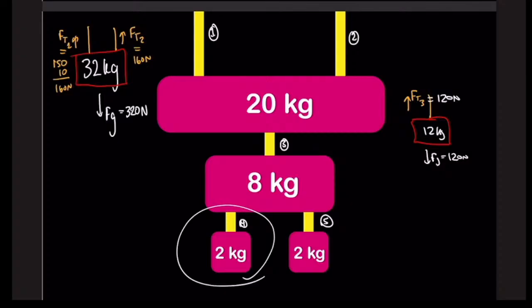This becomes the new fixed thing. So now we look here, and we have 2 kg hanging down, which we do mg, same thing, ma. This will be Fg is equal to 20 newtons, which means the force of tension 4/5 will also be equal to 20 newtons.